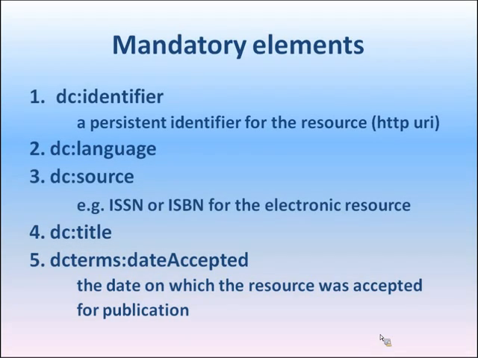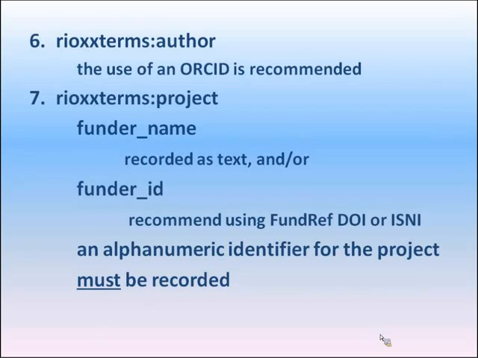The title. Now, number 5 is obviously a key one for HEFCE, and the REF is the date on which a publication was accepted by a publisher. We have an element for author, and we're recommending the use of an ORCID.